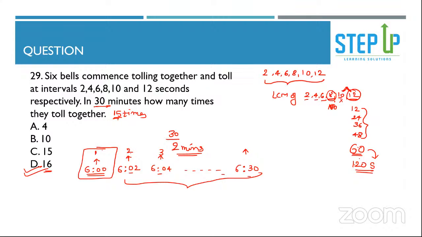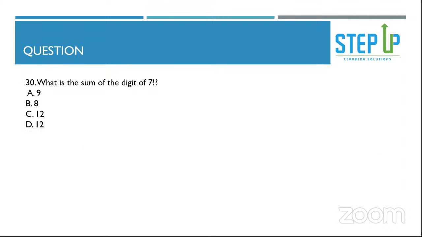Fine, let's move on. So what is the sum of the digits of 7 factorial? 5 factorial is 120. 6 factorial is 120 into 6, that is 720. And 7 factorial is 720 into 7, which is 5040. So the summation of the digits is what? 9. 5 plus 4, 9.